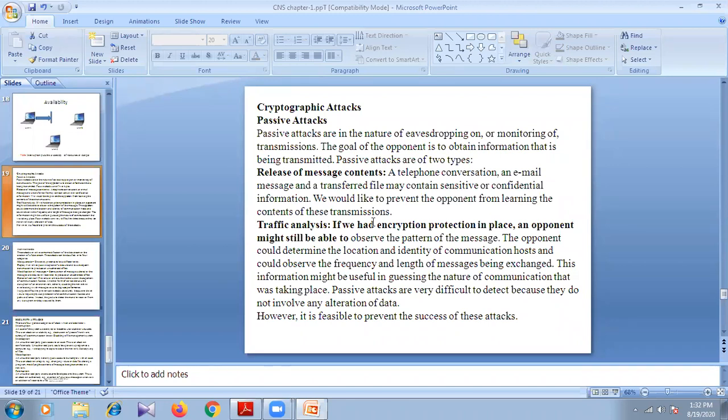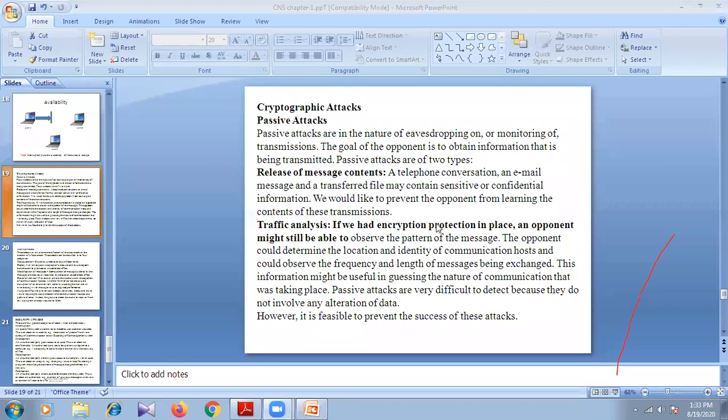Second one is traffic analysis. In traffic analysis, while two users communicate, we observe more traffic. That means something is going on between those users. Generally, one user calls the other user and talks for only 10 to 15 minutes. But if a continuous conversation is going on between the users, automatically you can say that is traffic analysis.